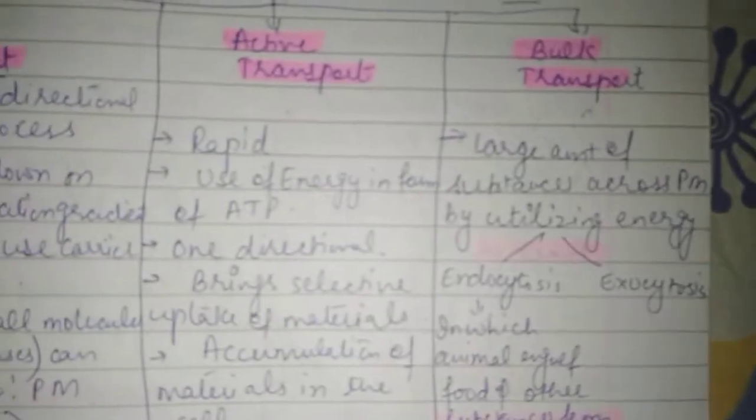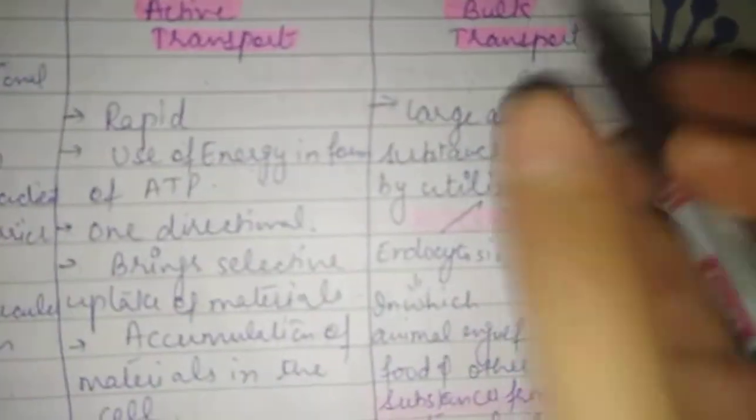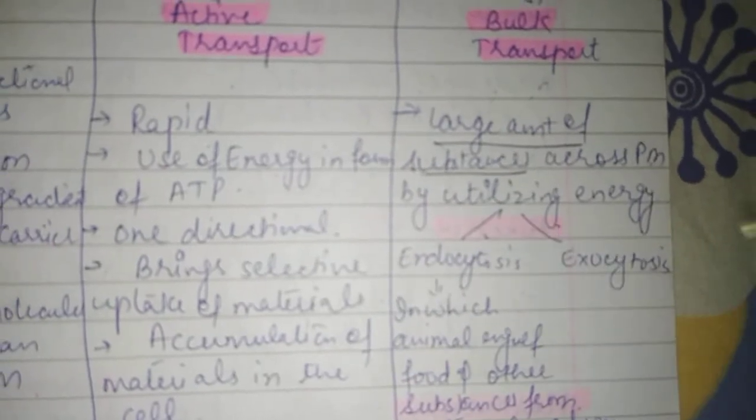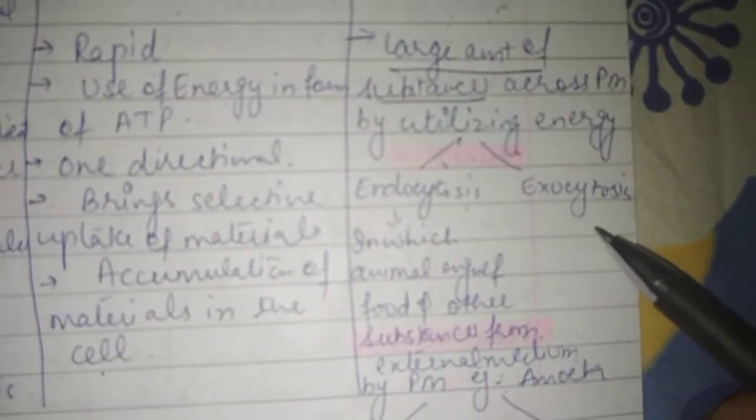Bulk transport. Bulk, as the name suggests, means a large amount of substances moved across the plasma membrane by utilizing energy. How can they utilize the energy? By two processes. One is endocytosis, second one is exocytosis.